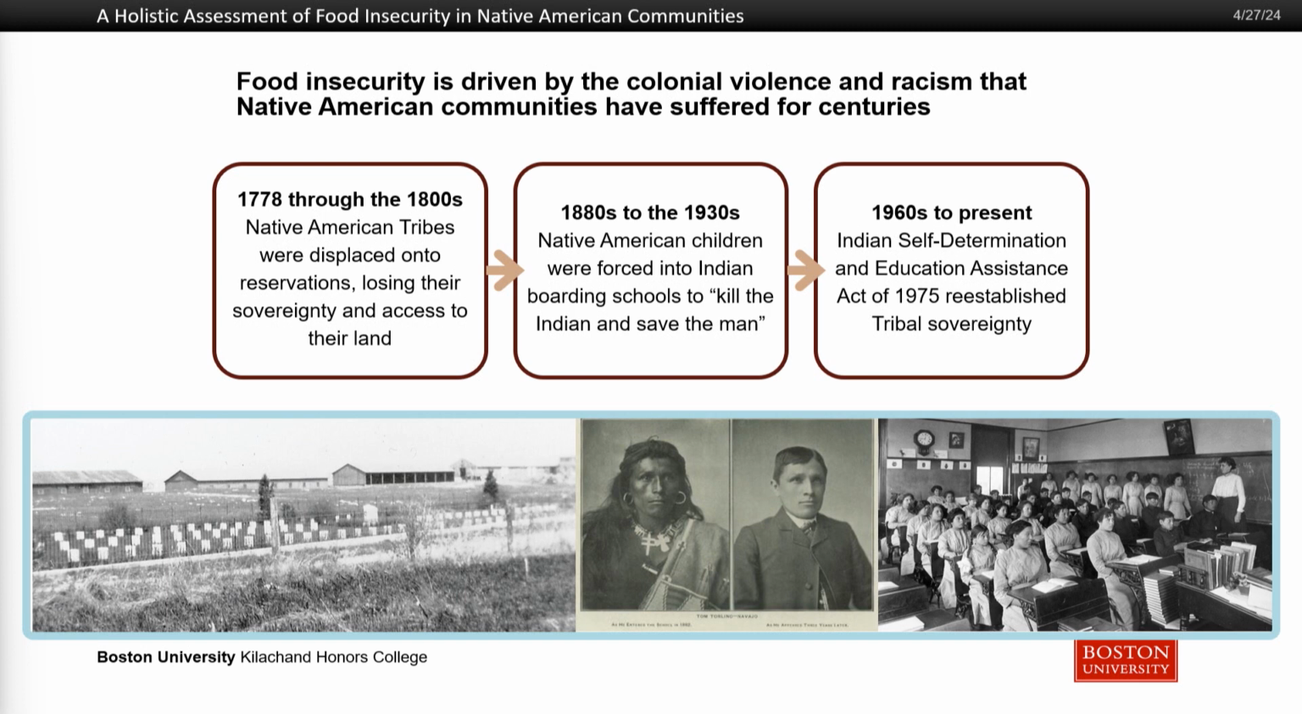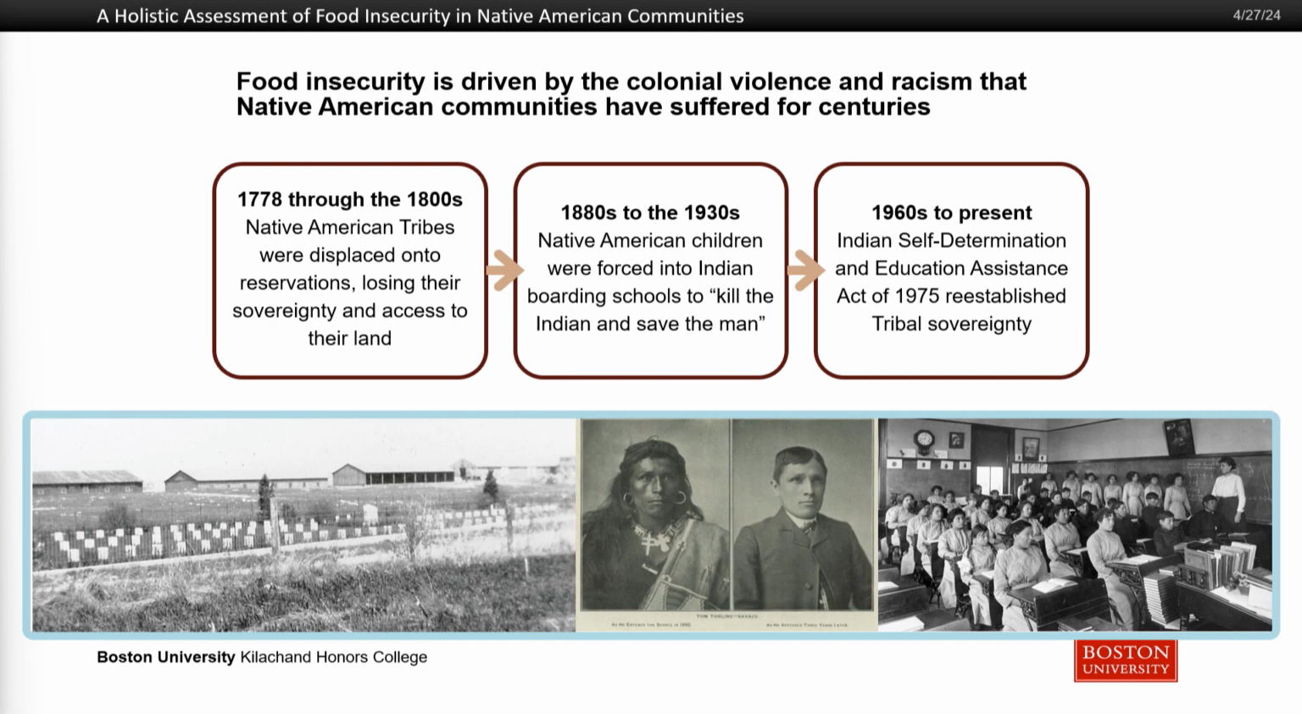Basically, Native Americans have experienced colonial violence since colonists arrived in 1492. Their food pathways were systematically targeted by colonists in order to eradicate their populations. The food pathways that were left intact were only further disrupted when Native American tribes were displaced onto reservations, losing their sovereignty and access to their land.